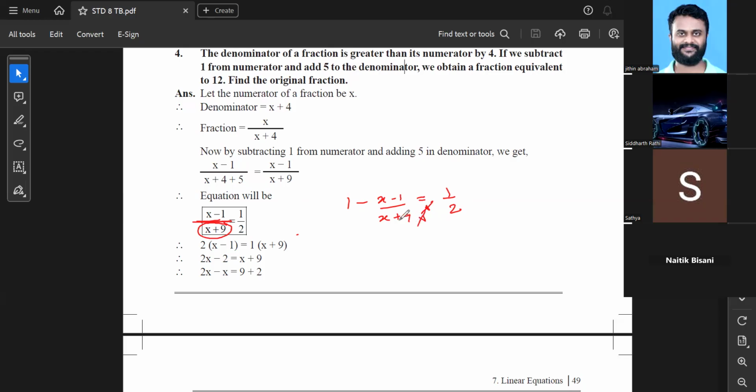Understood? Okay, sir. Got it. Because x plus 9 is purely for this numerator, not for that one. This has a different denominator, sorry. So I can do cross multiplication only if x plus 9 is common for the entire numerator. Okay, sir. Got it, got it.